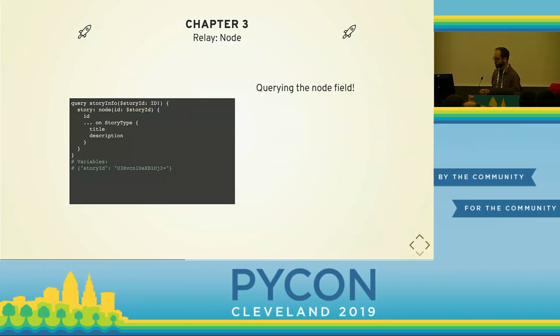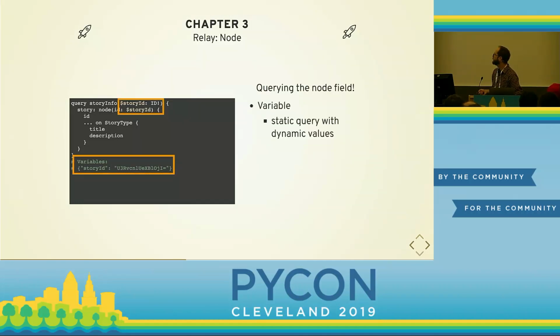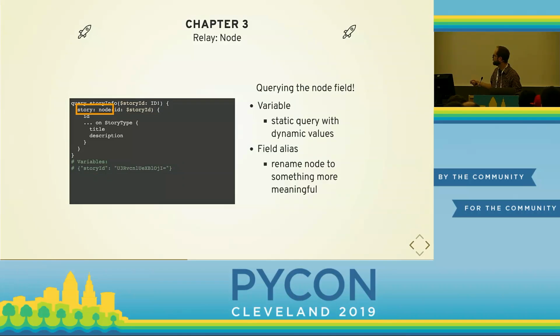So when we want to query that node field, this is what a query might look like. We can pass variables into our static query. So here we have some variables that we might put in our query editor down here. And we pass them through as these references, this ID reference, into the value here for the node ID.